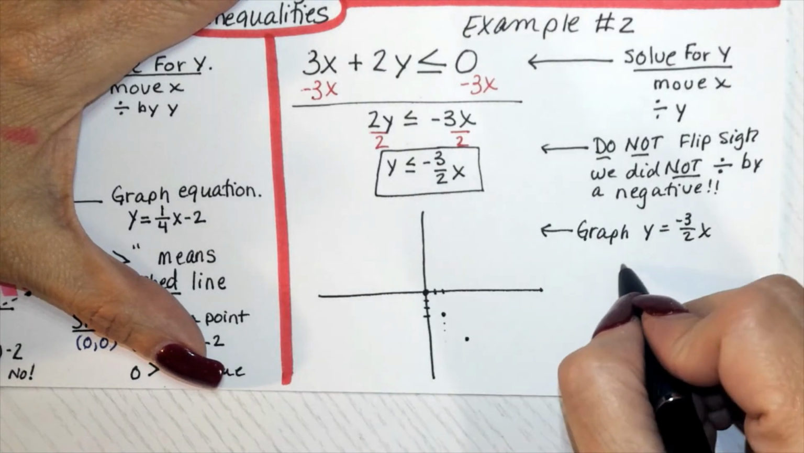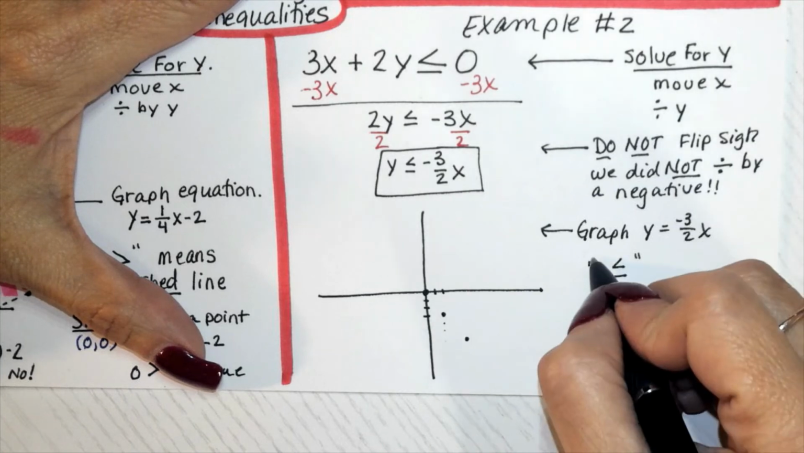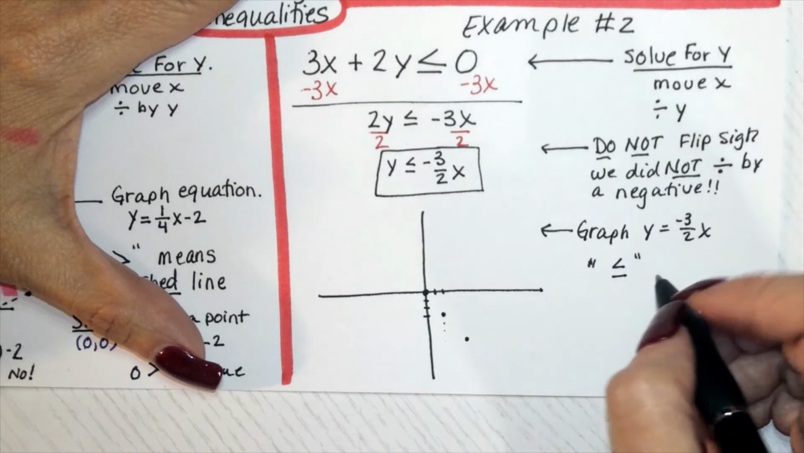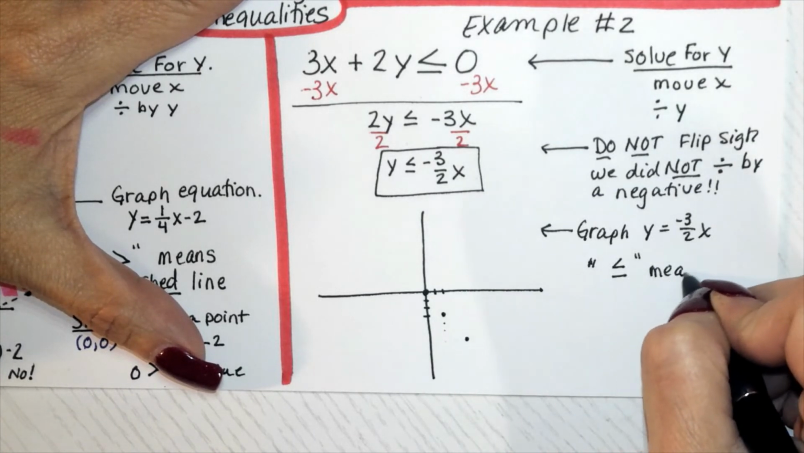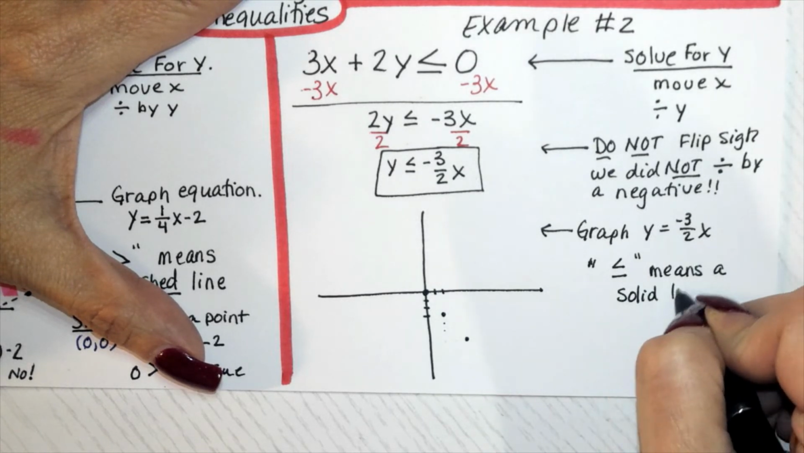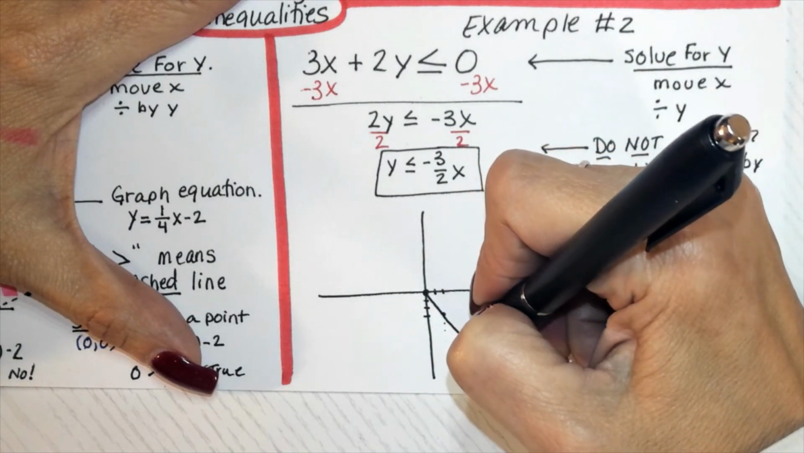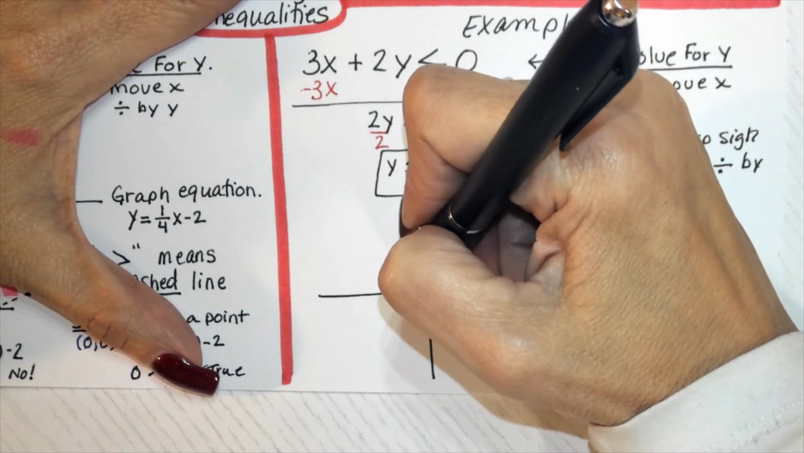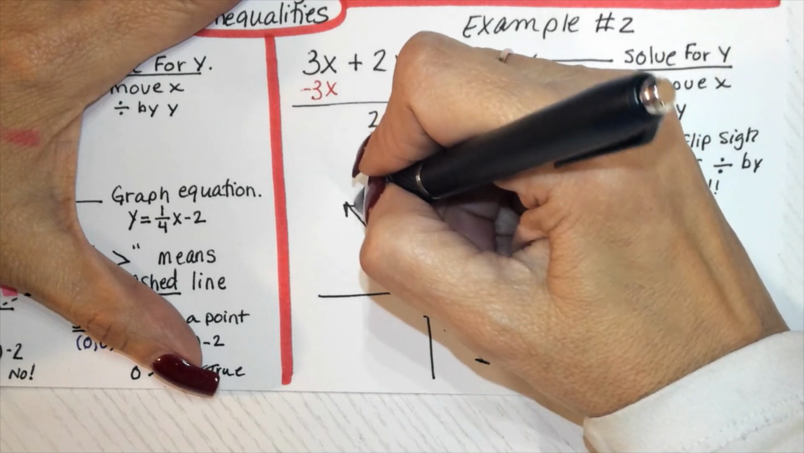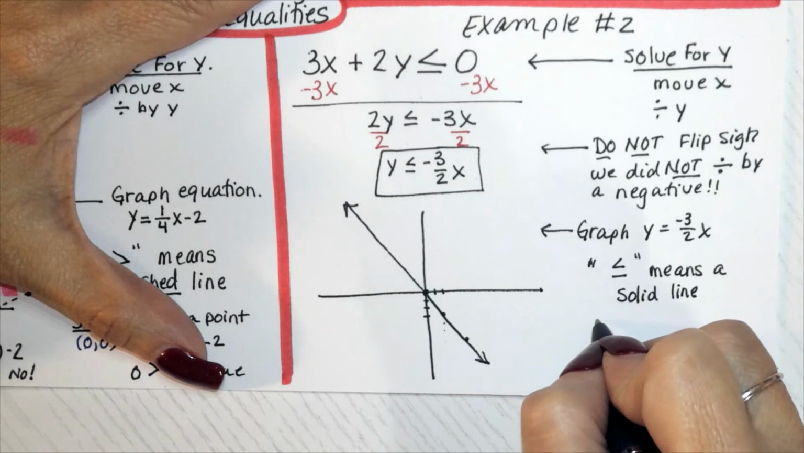Okay, I'm going to look, and this is less than or equal to. That means a solid line. So I'm going to try and do a solid line through this. Solid line going up this way. There it is. Now I have to figure out how to shade.